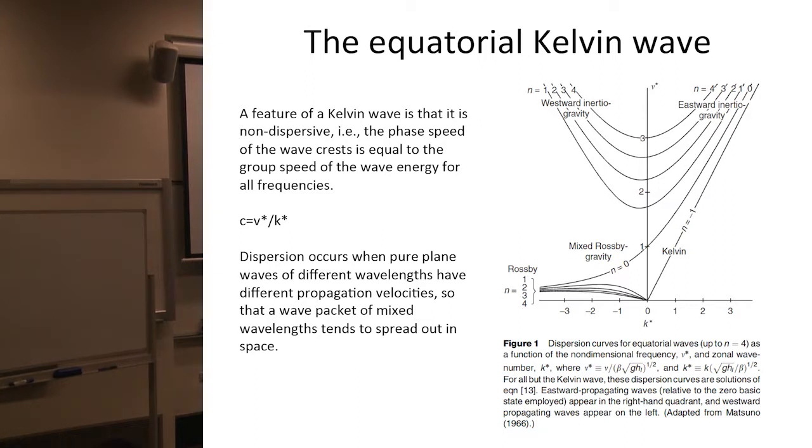So it's a non-dispersive wave. Dispersion basically occurs when you've got a bunch of waves of different frequencies, and each of the waves at different frequencies propagates away from the disturbance with different speeds. So then when you're looking at the energy of these things, the energy can be seen to propagate at slower speeds or faster speeds, or even backwards, compared to the actual propagation of the crest.